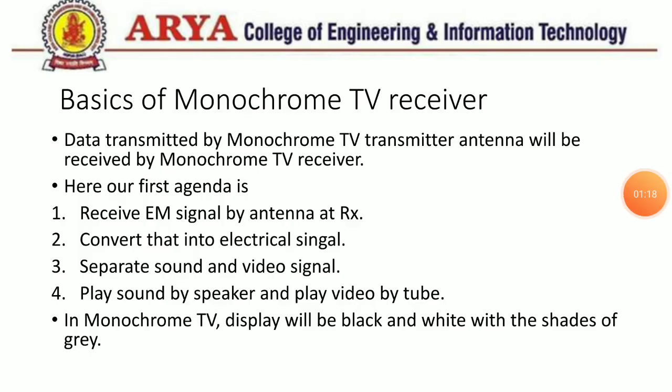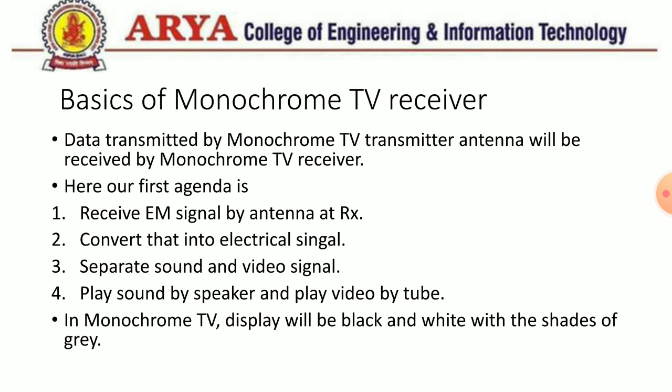Now see, in monochrome TV receiver, whatever data is being transmitted by a monochrome TV transmitter will get received at the monochrome TV receiver. So there will be a receiving antenna at the monochrome TV receiver. It will receive the same data which is being transmitted by a monochrome TV transmitter.